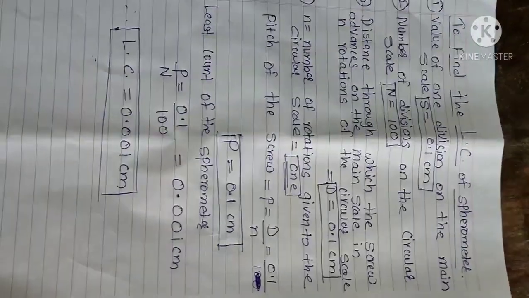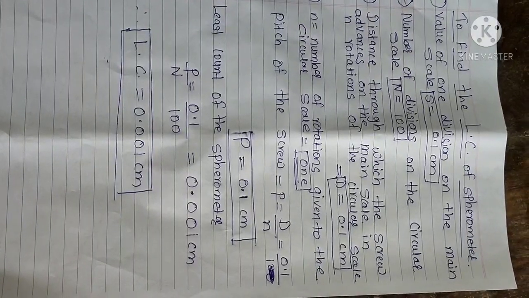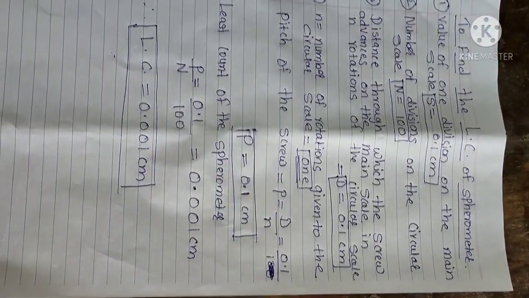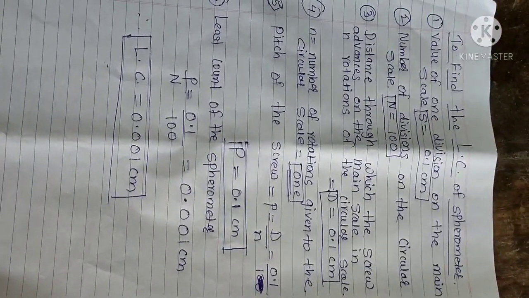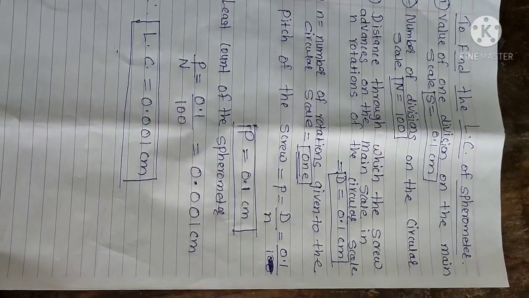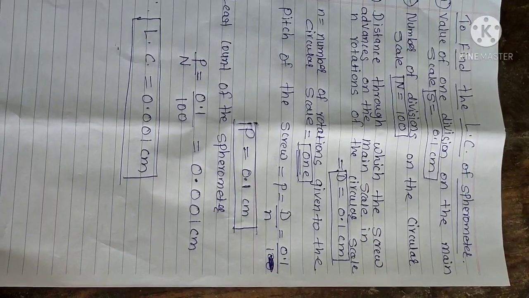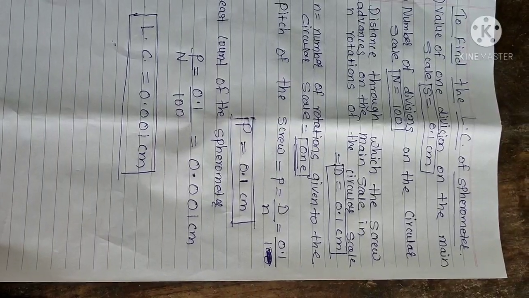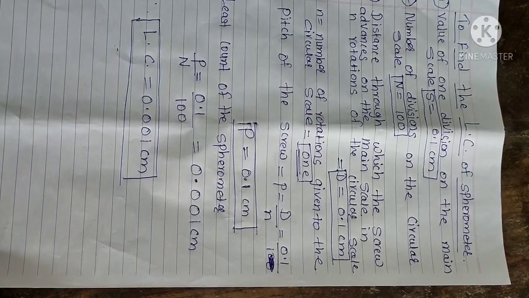Then the next, small n, number of rotations given to the circular scale, equals 1 rotation we have given. Now how can we find out the least count? With the help of pitch of the screw. Pitch is capital P equals capital D upon small n. What is capital D? Just now we got it, 0.1 upon 1. One rotation we have given, and that's why n equals 1. So P equals 0.1 centimeter.